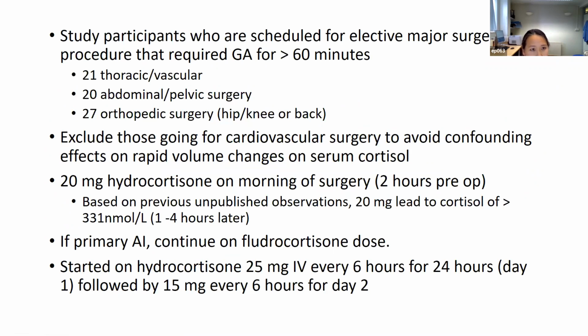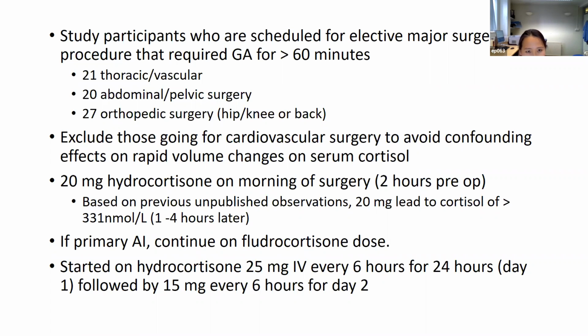So the next bit of the study is that all these 60 patients can be scheduled for any surgery. It doesn't have to be adrenal surgery. It can be thoracic surgery, vascular surgery, abdominal surgery, or orthopedic surgery. And all this surgery requires GA for more than 60 minutes, so it's not like a short surgery. They excluded those patients going for CABG bypass surgery because it can cause rapid volume changes affecting serum cortisol.